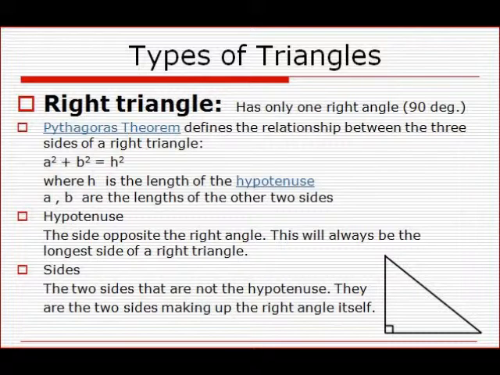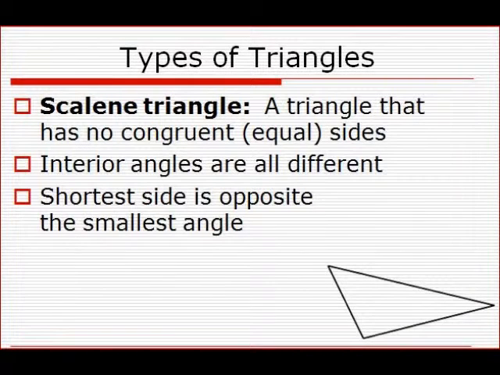Some properties of right triangles. A right triangle can also be isosceles if the two sides that include the right angle are equal in length. A right triangle can never be equilateral, since the hypotenuse, the side opposite the right angle, is always longer than either of the other two sides.